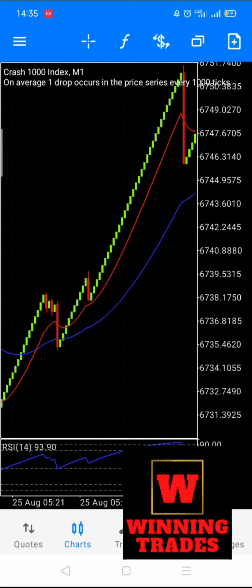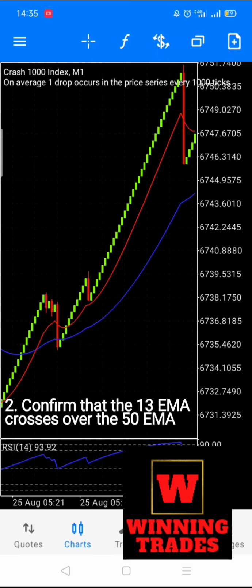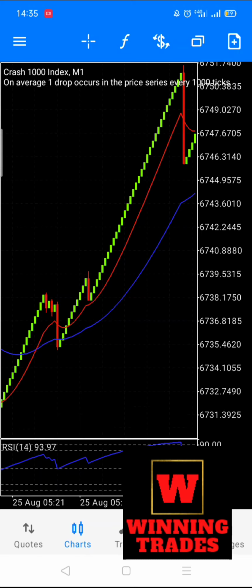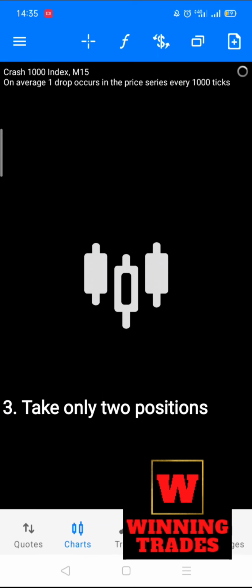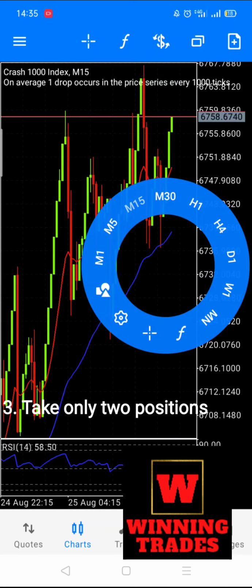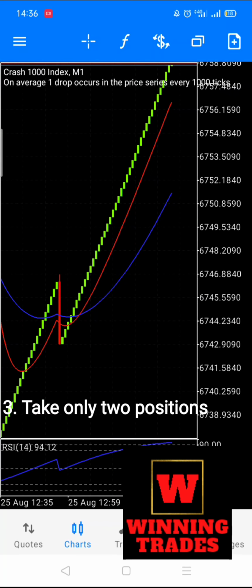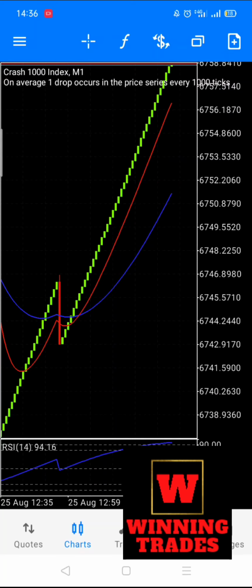Rule number two, make sure that the 13 EMA crosses above the 50 EMA for Boom. And if you are selling Crash, make sure that the 13 EMA crosses below the 50 EMA for a sell. The third rule, take only 2 positions, guys. First position, close to the 13 EMA or on the touch of the 13 EMA, and then place your second position close to or at the touch of the 50 EMA.